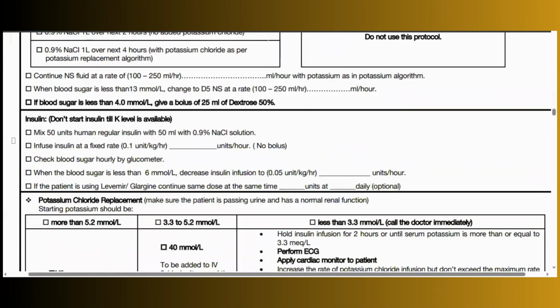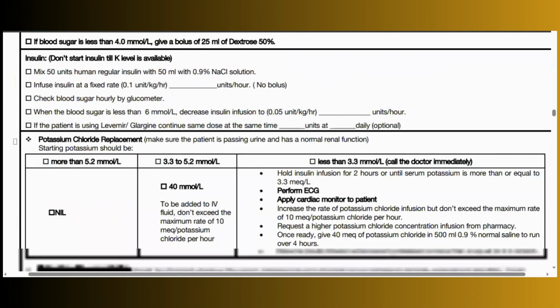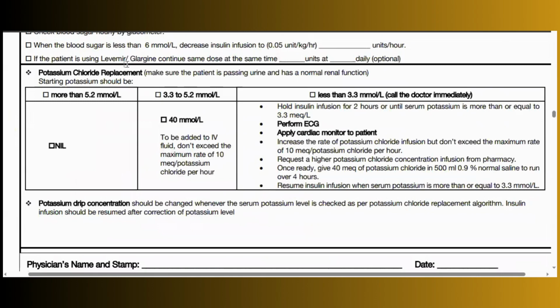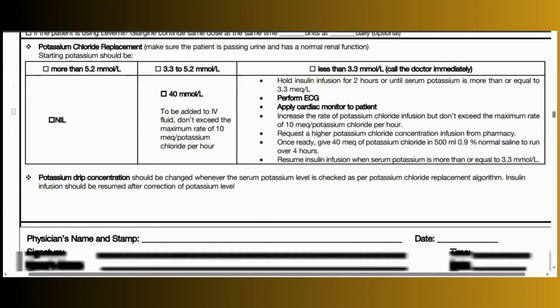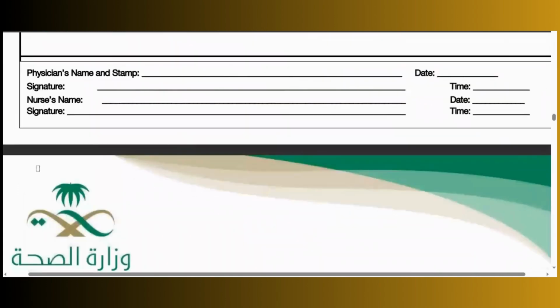Insulin: don't start insulin till potassium level is available. Potassium chloride replacement, and so on.